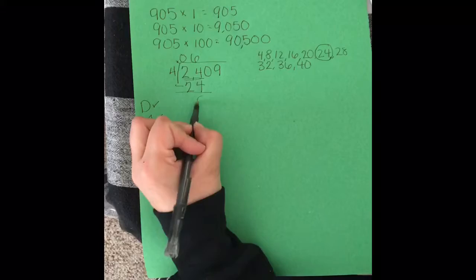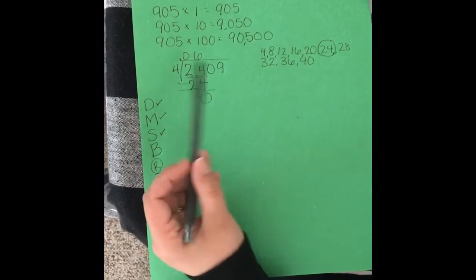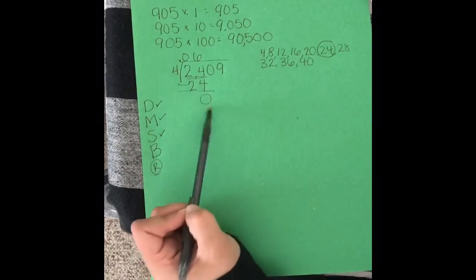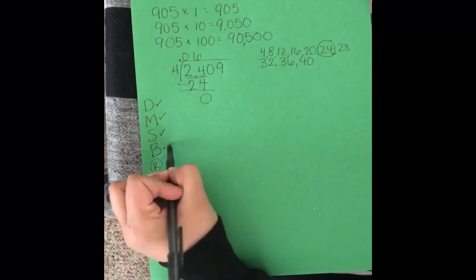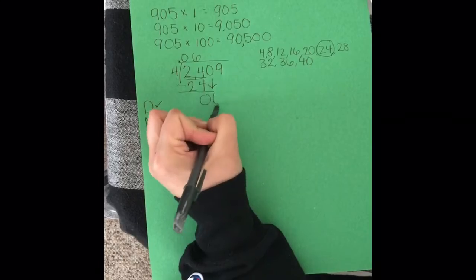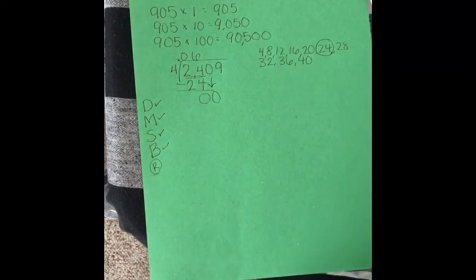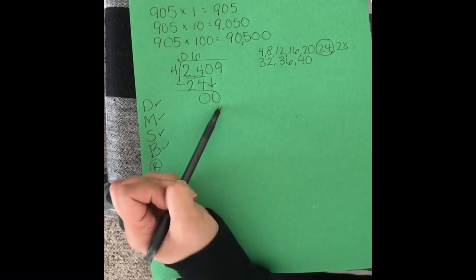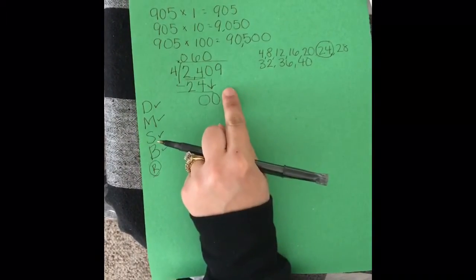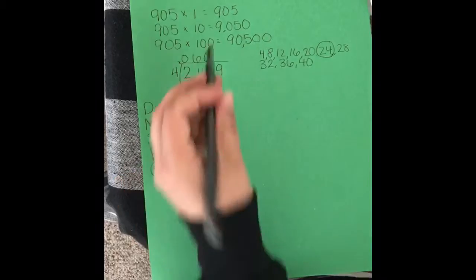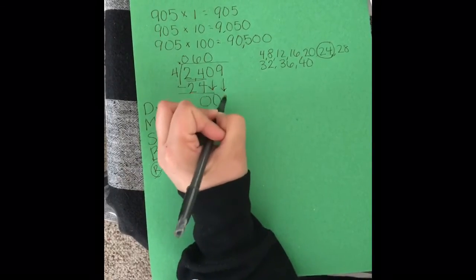24 minus 24 is 0. Before we bring down, we just double check. Can 4 people go into 0 chairs? No way, Jose. So we can bring down our next number. Ooh, our next number is 0. Well, 4 people can still not fit into 0 chairs. So we have to hold that place value before we can bring down the next number. And the next number is 9.